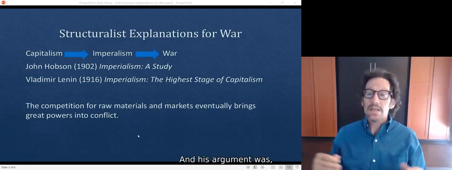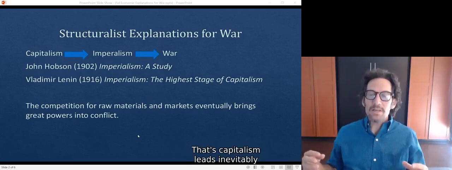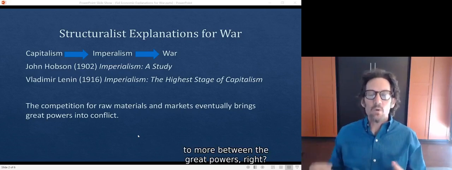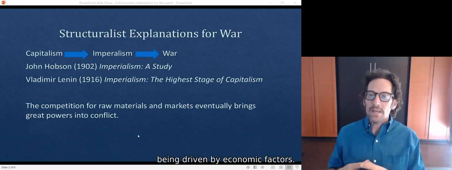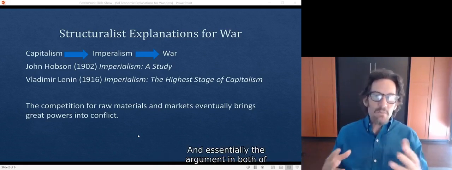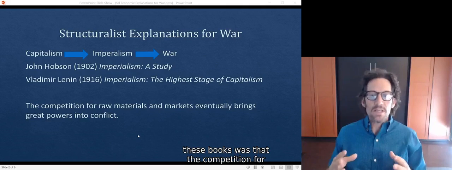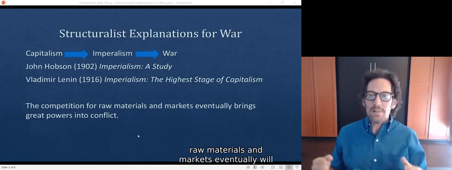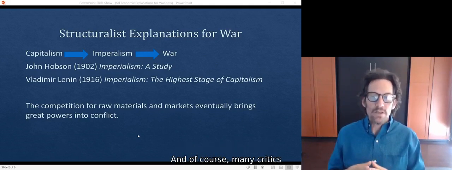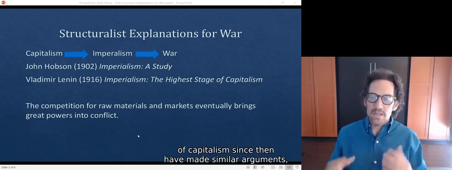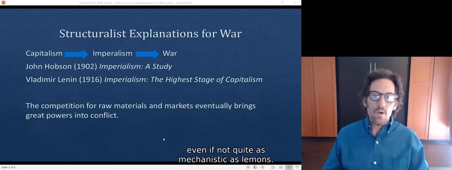His argument was that capitalism leads inevitably to war between the great powers. Marxists are big on inevitable arguments because they see history as mechanistic, driven by economic factors. Essentially, the argument in both of these books was that the competition for raw materials and markets will eventually bring great powers into conflict with each other. Of course, many critics of capitalism since then have made similar arguments, even if not quite as mechanistic as Lenin's.